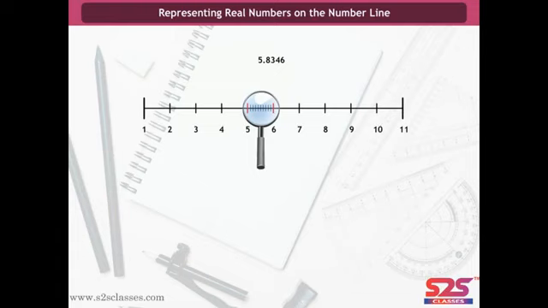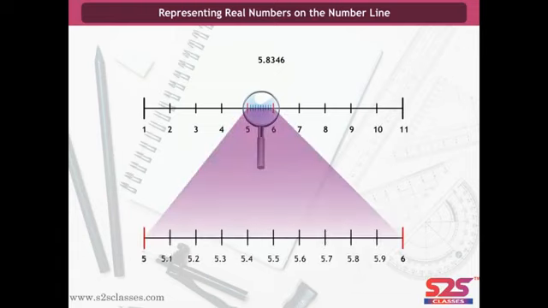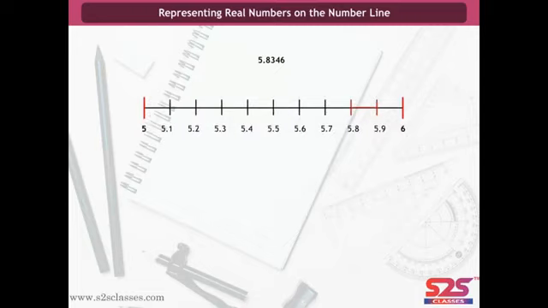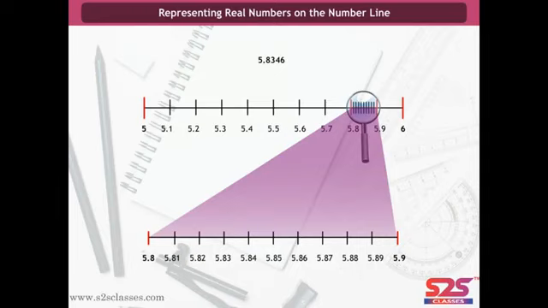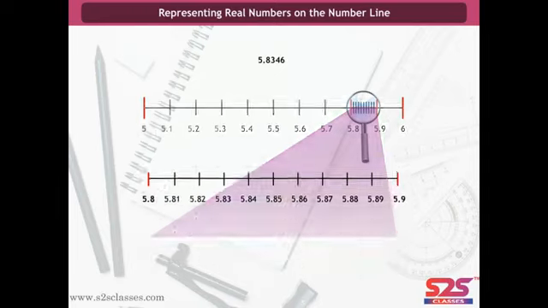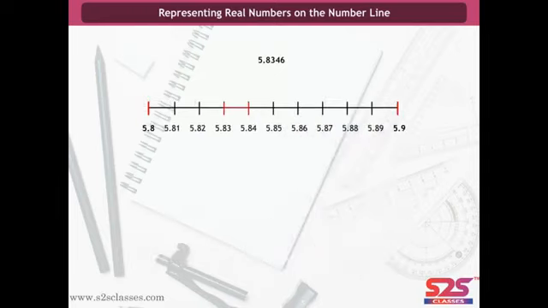And let us magnify there. 5.8346 lies between 5.8 and 5.9. Now further divide it into 10 equal parts between 5.8 and 5.9 and then magnify them. Now look at this number line. Go back to 5.8346. It lies between 5.83 and 5.84.